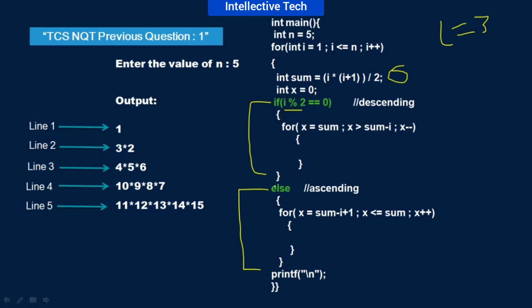So we will come to the else block. Here we are saying x equal to sum minus I plus 1. Sum value is 6, so 6 minus I value 3, 6 minus 3 equal to 3, and plus 1, that is 4. So x will hold 4 here if I value is 3, that is at line 3, and x less than or equal to 6, that is, sum is 6. So we are going from 4 to 6, that is, this loop will iterate 3 times.